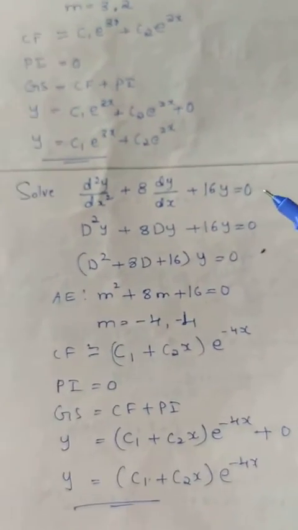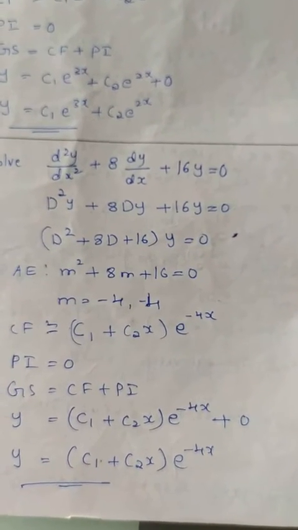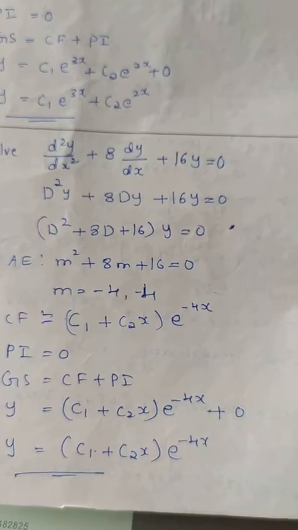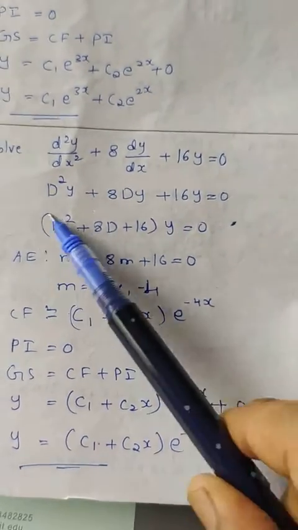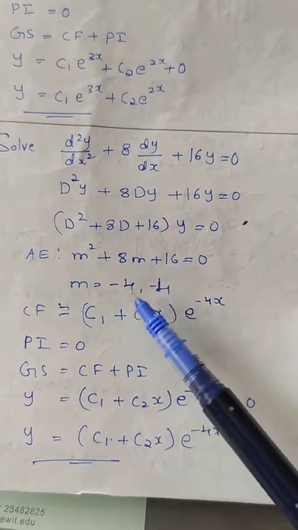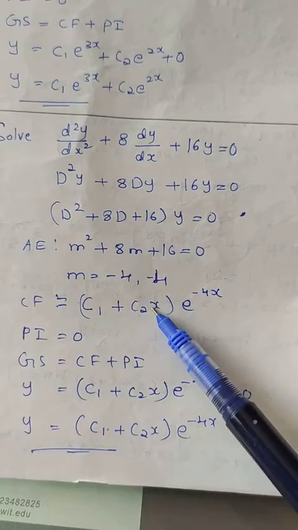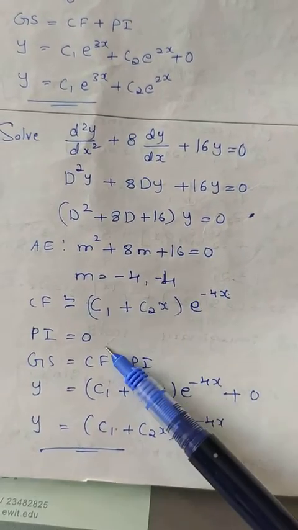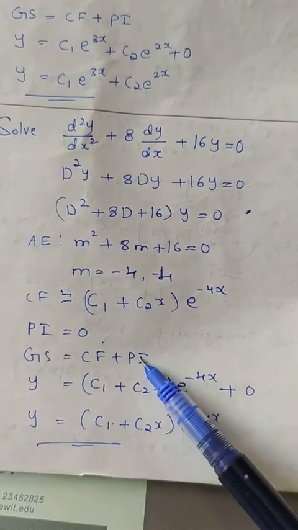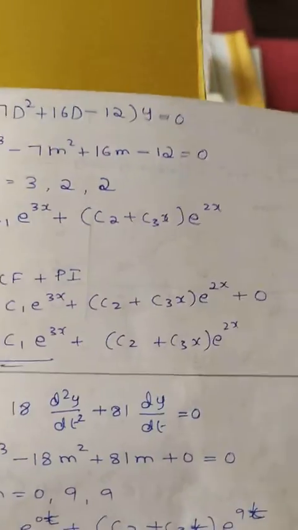Okay, now come to the second one. D square plus 8D plus 16 y equal to 0, that is d square y by dx square plus 8 dy by dx plus 16y is equal to 0. Homogeneous, right, in terms of D. Take y common, replace D by m, the roots are real and equal, case 2. C1 plus C2x into e power minus 4x. PI is 0. Write the general solution. Okay, like this. This is your general solution. Next problem.